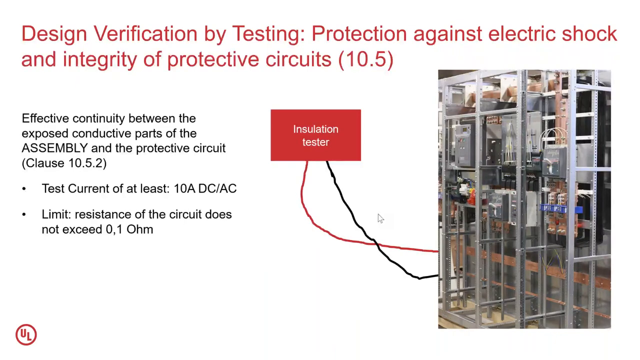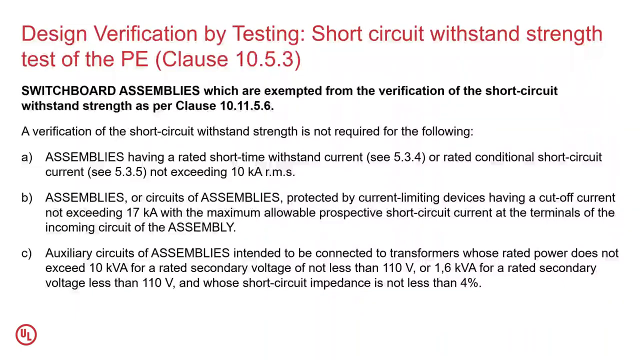Clause number 10.5. Next is verification by testing short circuit. One is the resistance method. By using 10 amps current, we measure the resistance. The second one is whether my protective earth is capable of taking a short circuit. Basically, short circuit means the PE conductor with an adjacent phase, we are doing a short circuit. If the switchboard manufacturer declared less than 10 kiloamperes, there is no need to do the testing. If it is more than 10 kiloamps, we need to do the testing. But what current do we need to choose? It is 60% of the three-phase short circuit current. Let me show that in the next slide.